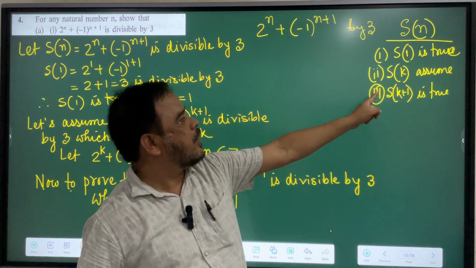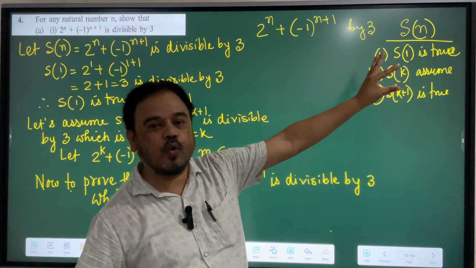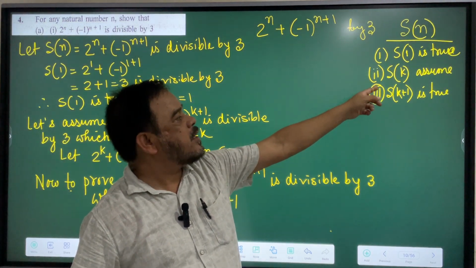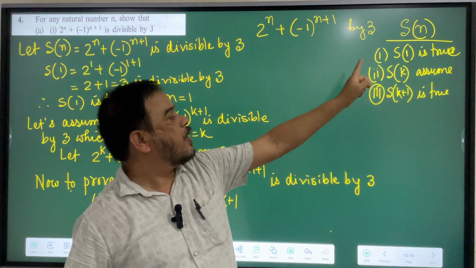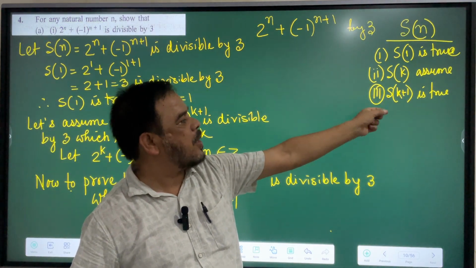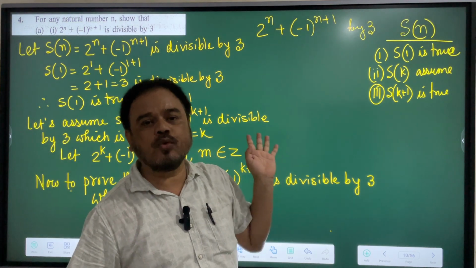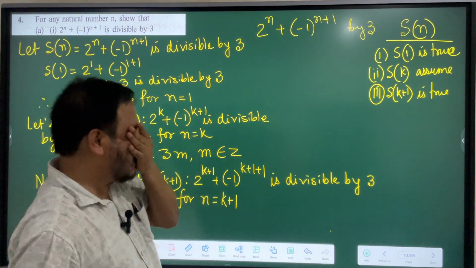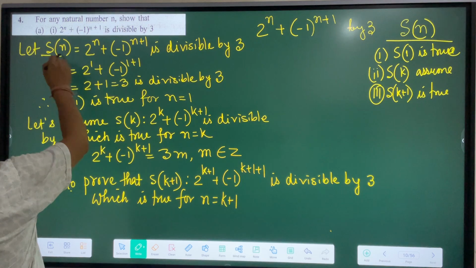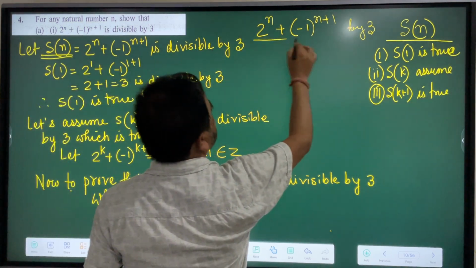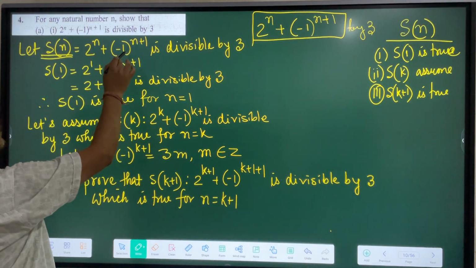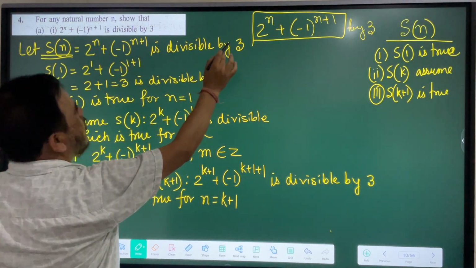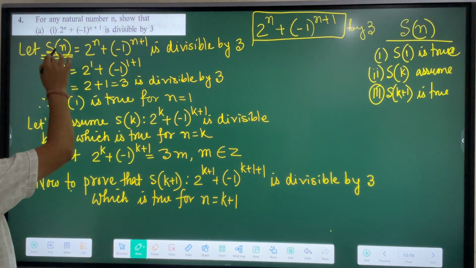First case, S1, we have to show that it is true. Second case, Sk will be true, which we will assume. Third case, we have to prove that k plus 1 is also true. This is what we have to do here also. So first of all, whatever term is given, we have taken Sn. Let Sn equal 2 to the power n plus (minus 1) to the power n plus 1 is divisible by 3. So in place of n, 1.